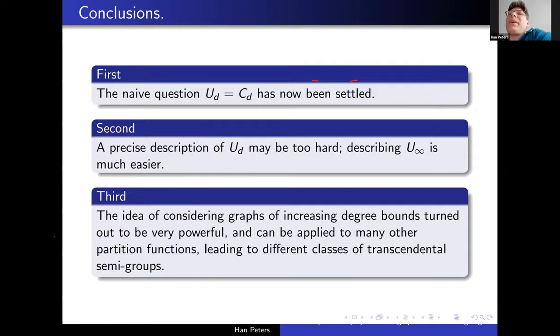So we consider that this naive question, U_D is C_D, has now been settled. No, it's not true. It's not true for finite Ds, and it's also not true in the limit, and the difference does not shrink to zero. Describing U_D precisely may be too hard, but funnily enough, this infinite limit is much easier to describe. And I think you can see that in other settings as well. And lastly, this idea turned out to be very powerful and can be applied to many other partition functions, in which case you get other transcendental semigroups, not necessarily exponential, but some other transcendental maps. And I think there's a lot of work to be done here. So let me end with that.